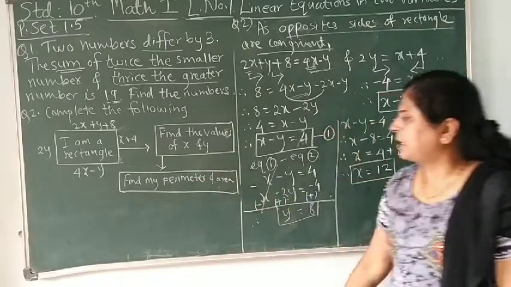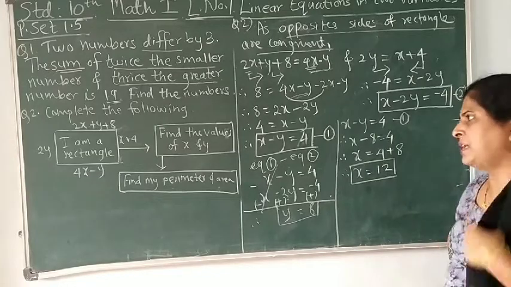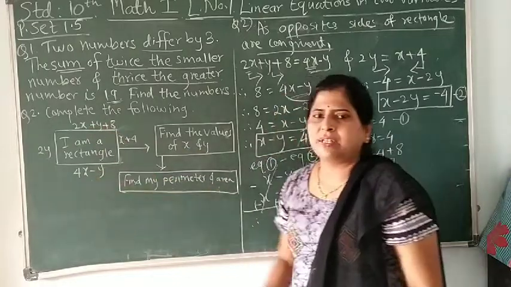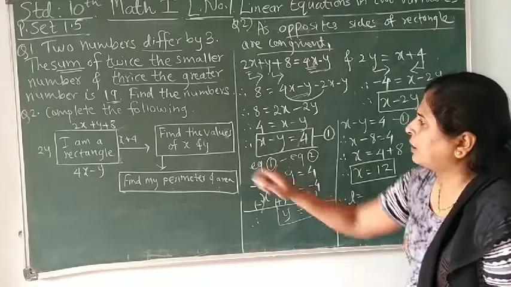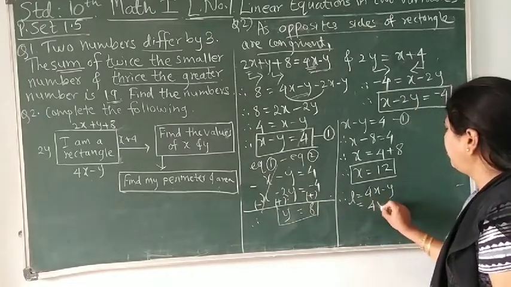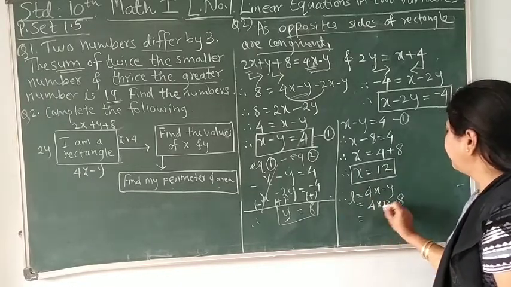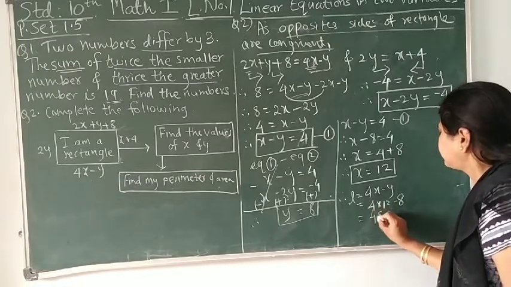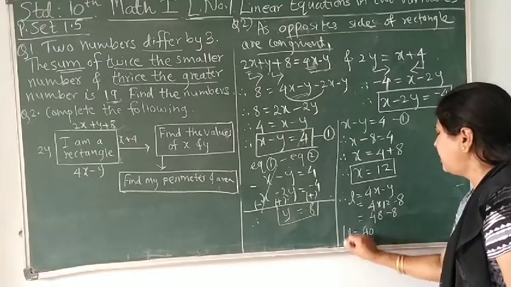Now we have to find its perimeter and area. To find the perimeter and area, we should know its length. Now how can we find its length? Length is either put the values of x, y here or here, whichever is comfortable. So if I say, therefore length of the rectangle is what? Suppose I take 4x minus y. That means 4 into 12 minus value of y is 8. Therefore length is 4 into 12, 4s are 48, minus 8. So length of the rectangle we got 40 units.